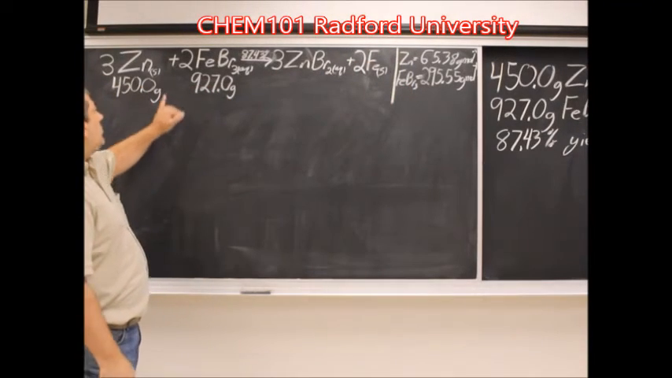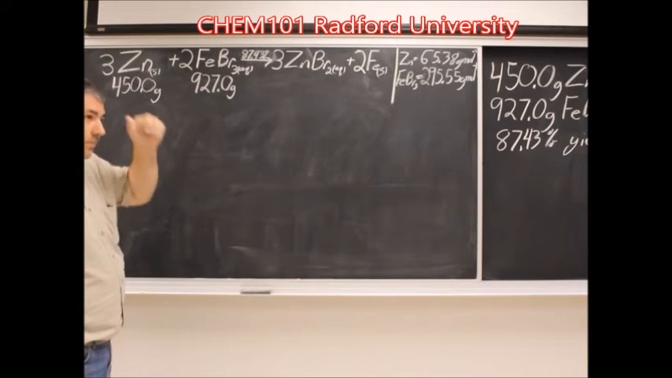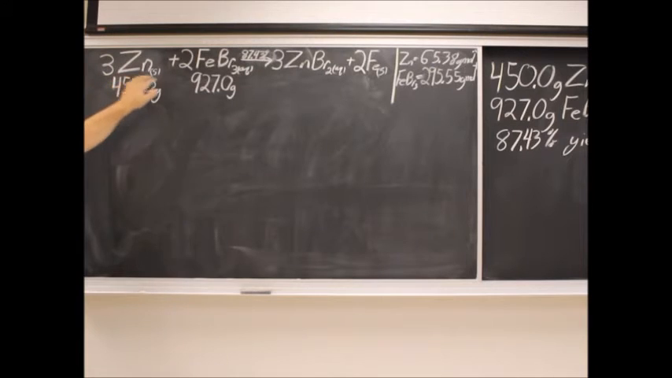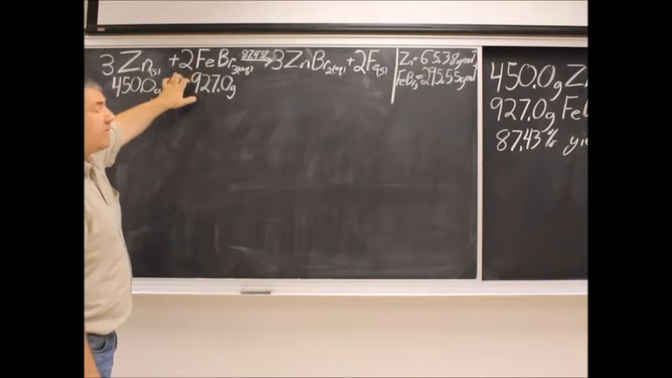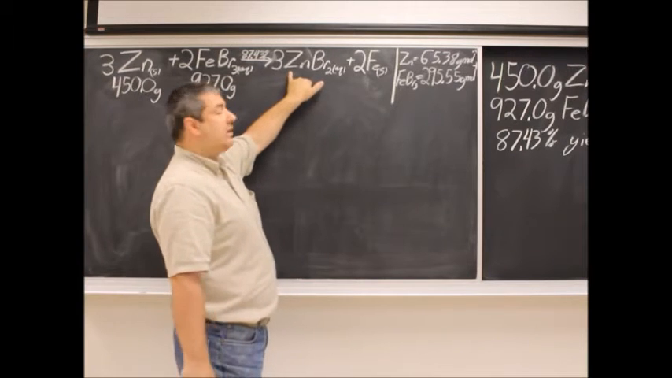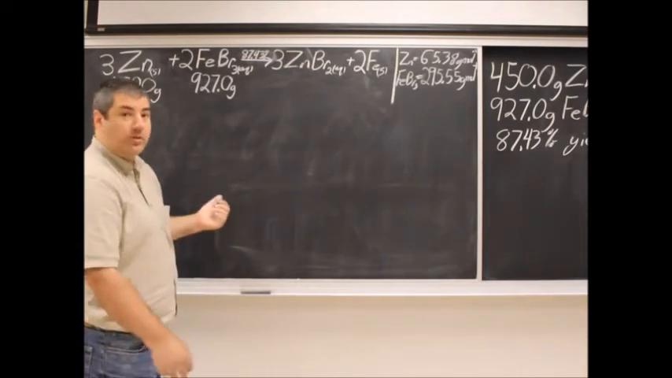Previously, I gave you a limiting reagent problem, but did not work it through. And so now I'm going to. So we had 3 moles of zinc reacting with 2 moles of iron 3 bromide, producing 3 moles of zinc 2 bromide and 2 moles of iron, elemental iron.